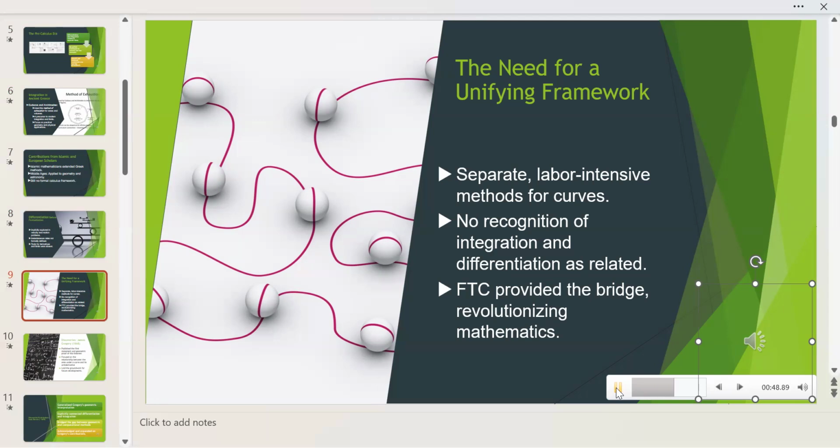It provided, you could say, a framework for calculating areas, volumes, and rates of change efficiently, in a sense transforming mathematical analysis. And in turn, it set the stage for further advancement in science, engineering, and physics by offering a more powerful computational tool. That way the work became less intense and could be done a lot quicker.